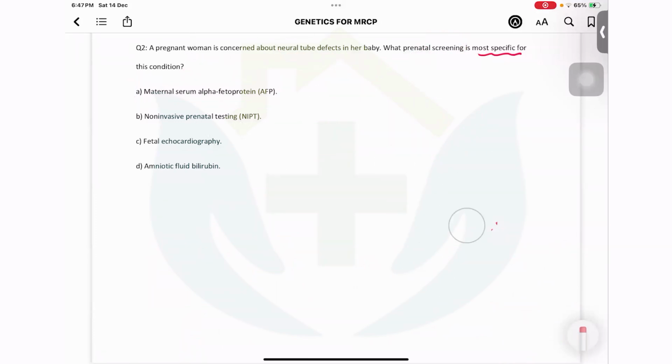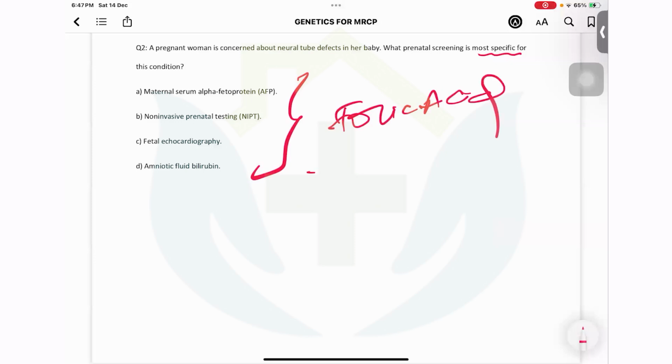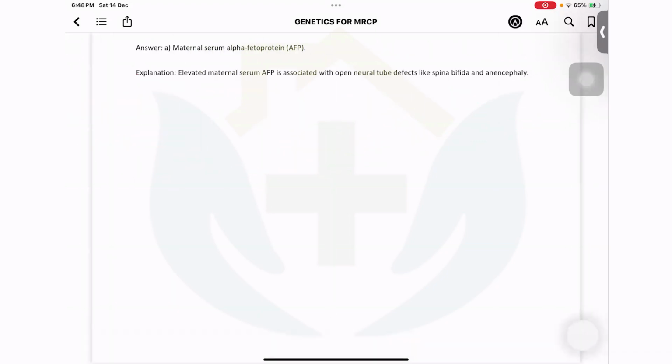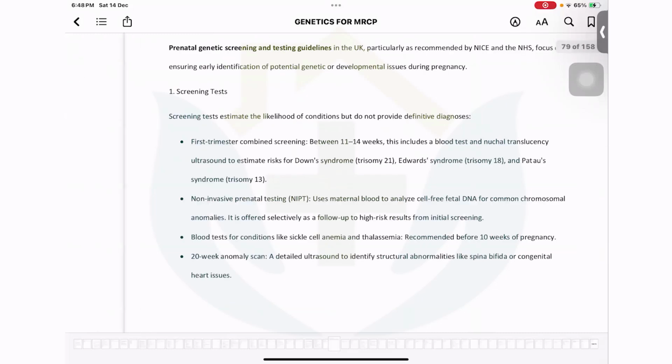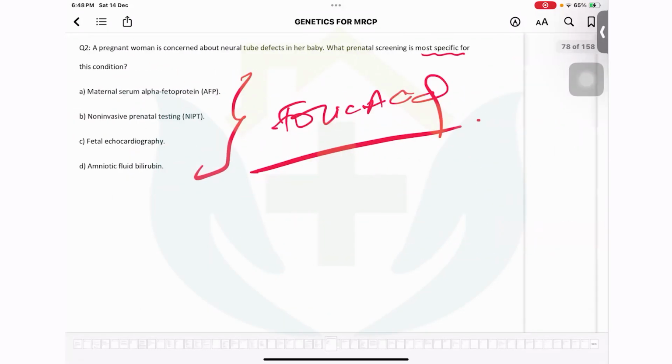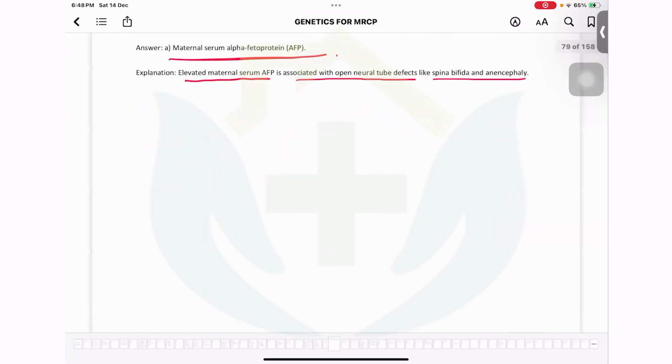And how can we prevent neural tube defect? Somebody answered very early: folic acid, and vitamin. Okay. So the answer is maternal serum alpha fetoprotein. Elevated maternal serum alpha fetoprotein is associated with open neural tube defect. And even if it was amniotic fluid alpha fetoprotein, that would also be the correct answer.